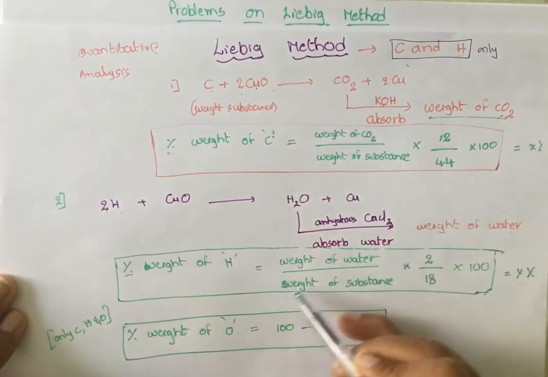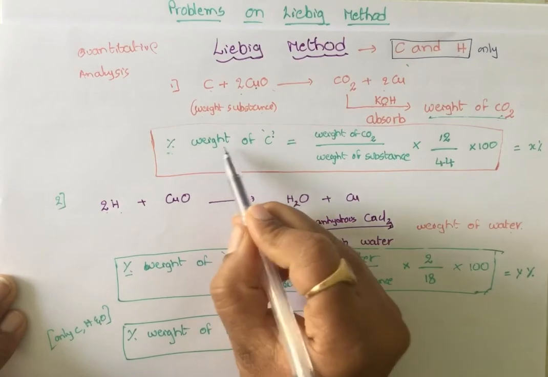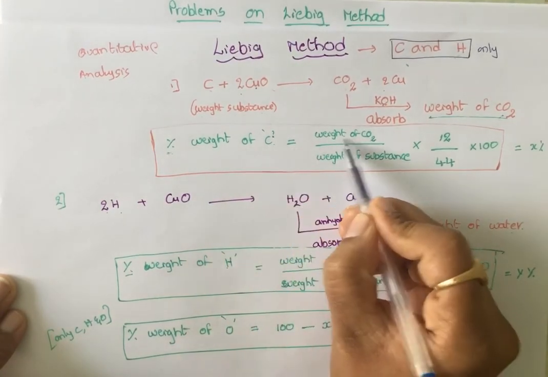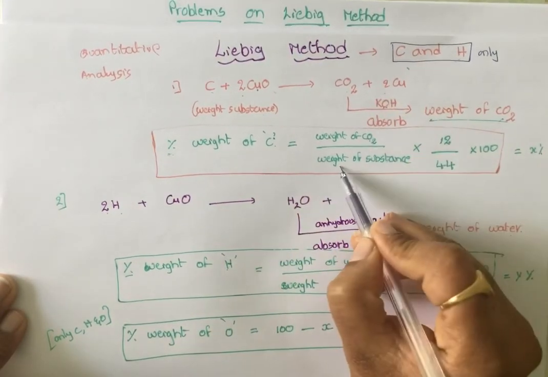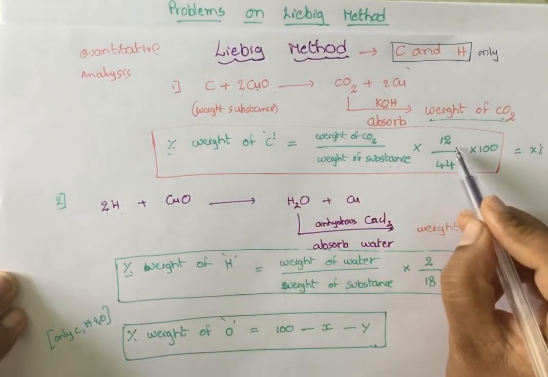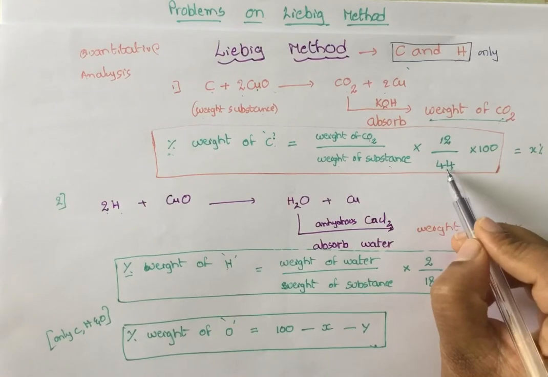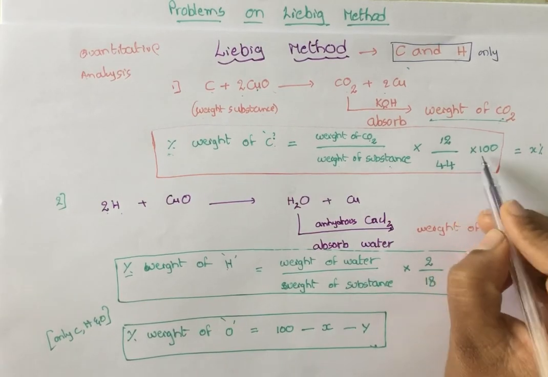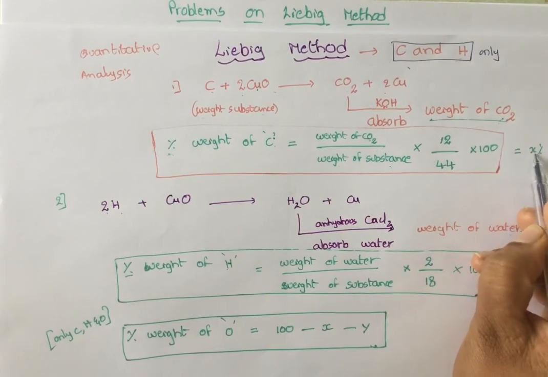Here are the formulas that we use. The percentage weight of carbon is the weight of carbon dioxide produced divided by the weight of the substance that we took in this process, multiplied by the weight of carbon to that of the weight of CO2, which should be multiplied with 100 to convert into percentage.